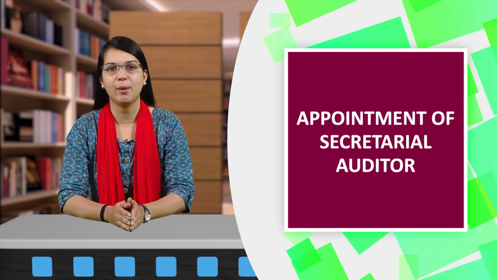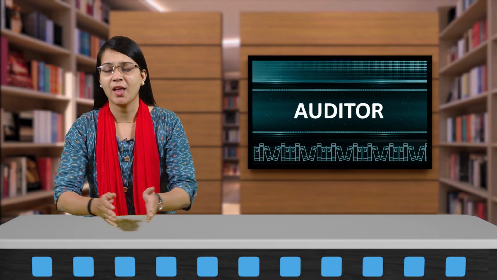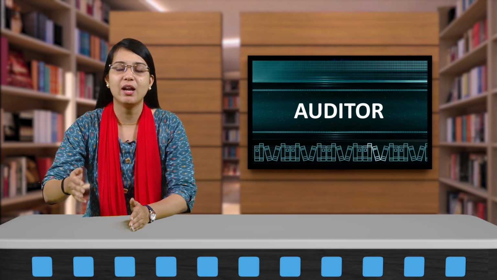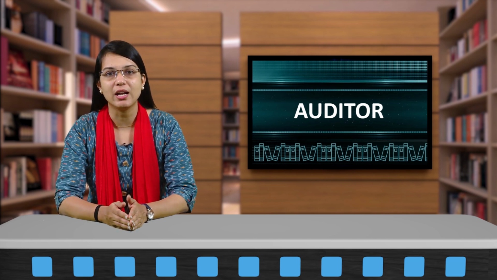Now, we will discuss appointment of secretarial auditor. As per Rule 8 of the Companies (Meetings of Board and its Powers) Rules 2014, the secretarial auditor is required to be appointed by means of a resolution passed at a duly convened board meeting, and the resolution for appointment shall be filed with the registrar of companies within 30 days in E-Form MGT 14.